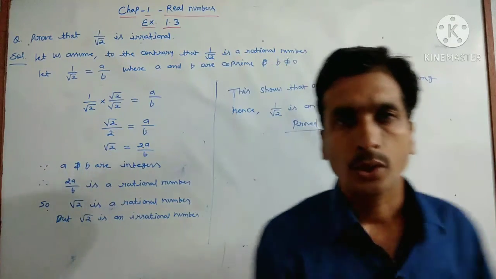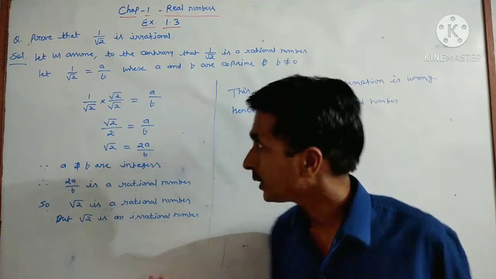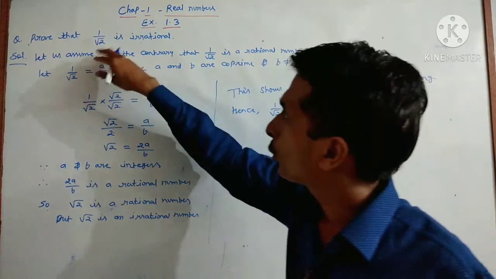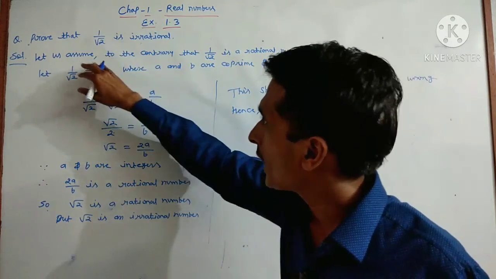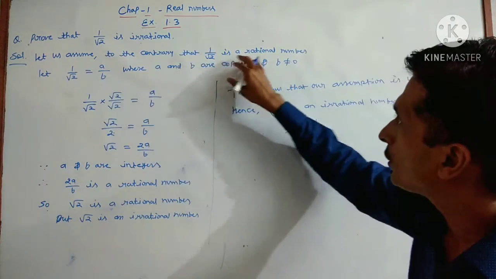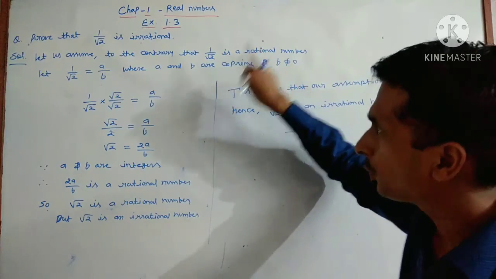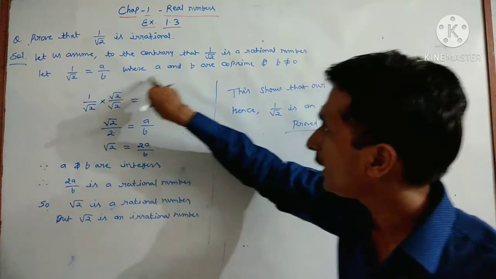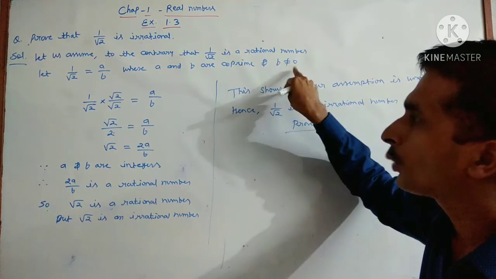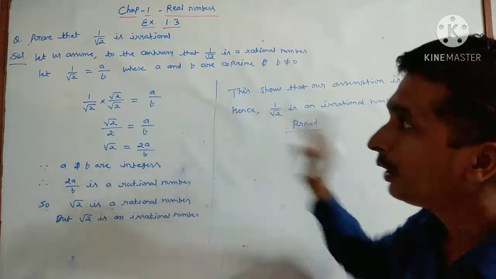Okay, I think you can understand, and we will revise this one. Here it is, 1 upon root 2 is an irrational number, so let us assume to the contrary that 1 upon root 2 is a rational number. It is a rational number, so we can write a upon b form, where a and b are co-prime numbers and b not equal to 0. This is the definition of a rational number.